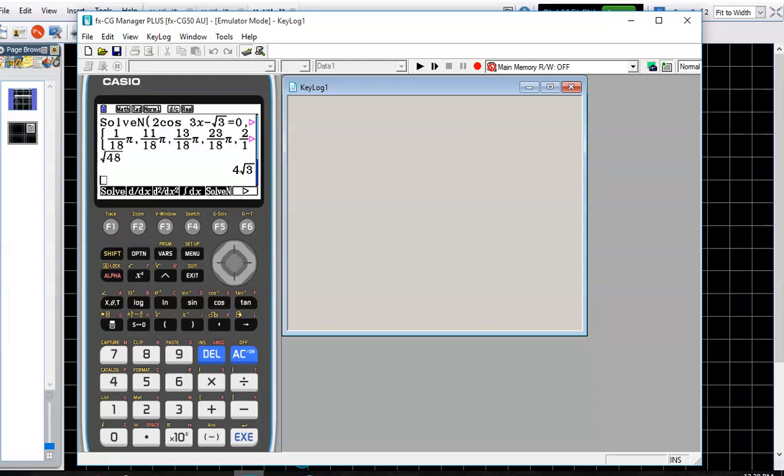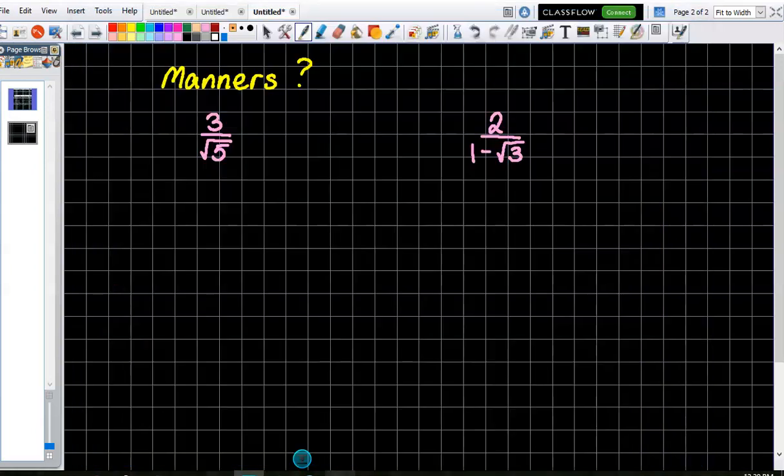So if I have a look over here, if I go 3 over root 5, the manners is even in your graphics calculator, because it will not leave it like that. It writes it as 3 root 5 on 5. So basically, don't have a square root at the bottom. So how do we manage that?